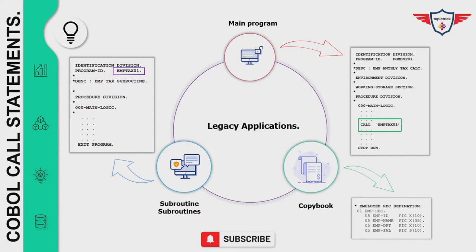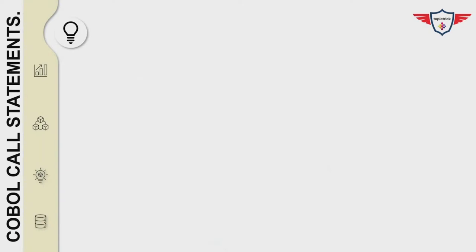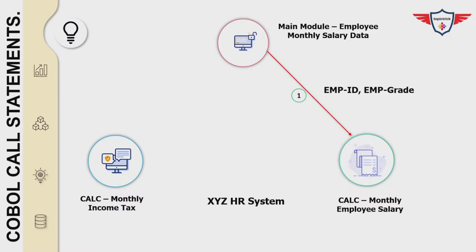Now let's look at a simple example so that you can understand how business functionality is split between a main program and a subprogram. In this example, you have a main program which is calculating the salary of an employee for a specific month. The main program calls two subprograms to calculate the salary and tax for a specific month. In the first call, the main program passes EMP ID and grade as an input to the subprogram.